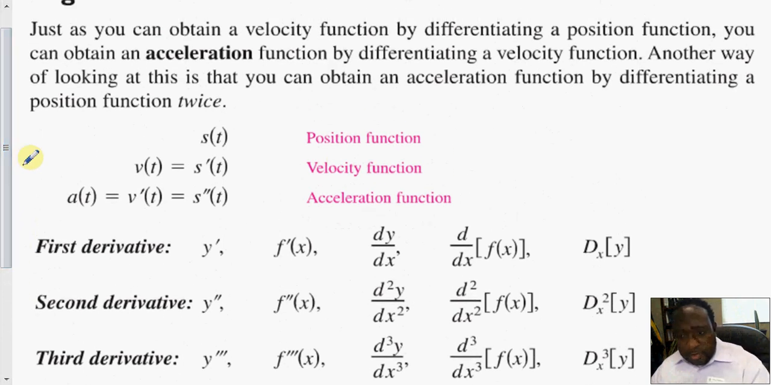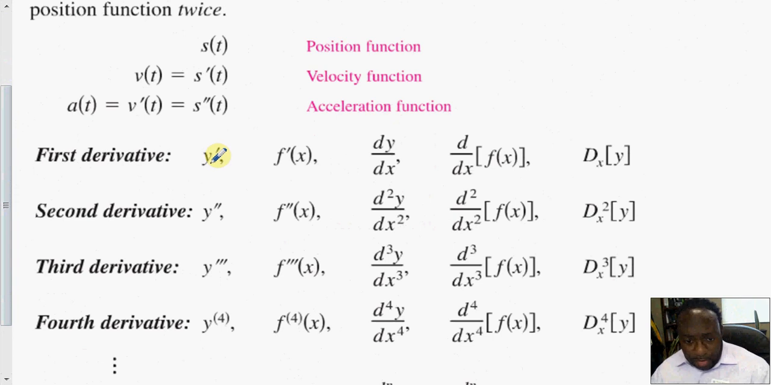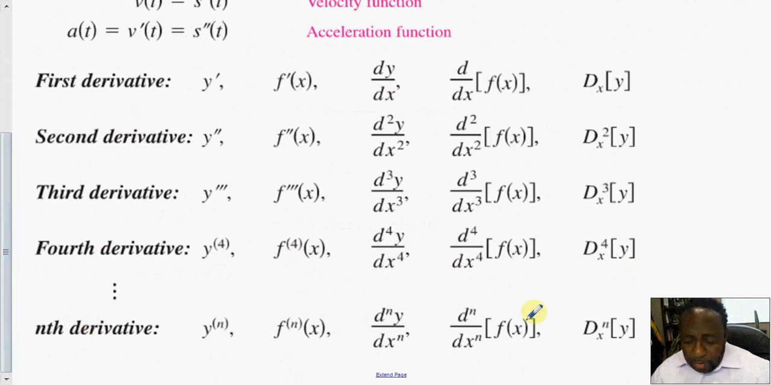The first derivative gives us the velocity function. The second derivative gives us the acceleration function. In the various notations that we use for the first derivative, you may say y prime or f prime of x or dy over dx, or the derivative of the function with respect to x, or the differential operator, capital D. The operator D, the differential, the derivative, wants to operate on y with respect to x, and likewise for the second, third, and fourth derivatives, and so on to the nth derivative. You can keep on going.